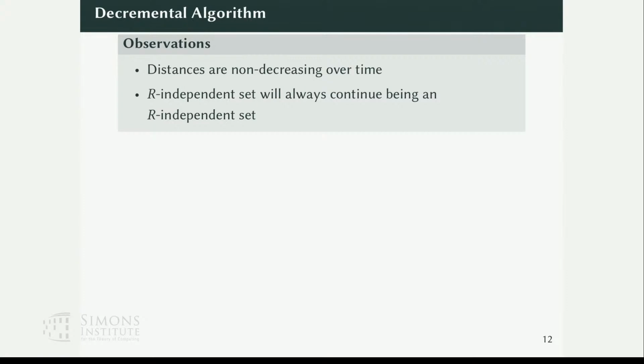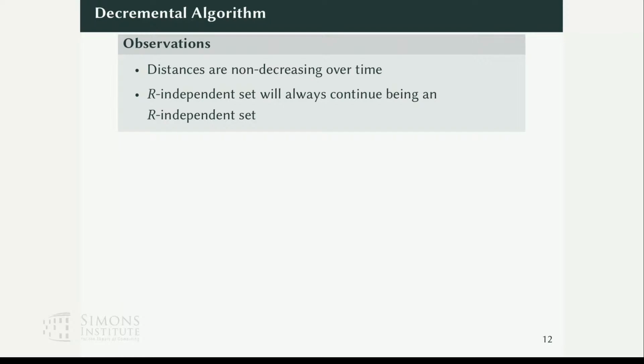Okay, now I'd first like to tell you how we design the decremental algorithm. So if the graph's undergoing deletions, that's somewhat, I would say, in line with how other designs work for similar problems. So distances are non-decreasing over time. You delete something, then nodes cannot get closer together. They can only increase in distance. So if you have an R-independent set, it will always continue to be an R-independent set. The only thing is maybe before it covered the whole graph, and then some distances increase, and then it doesn't cover the whole graph anymore.